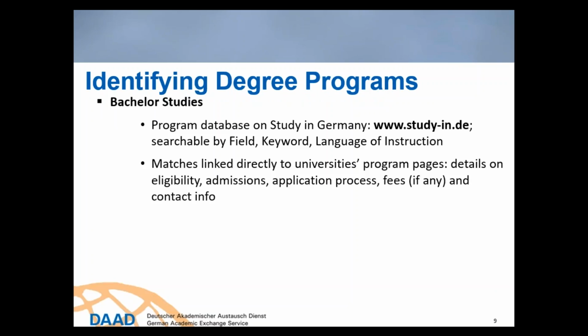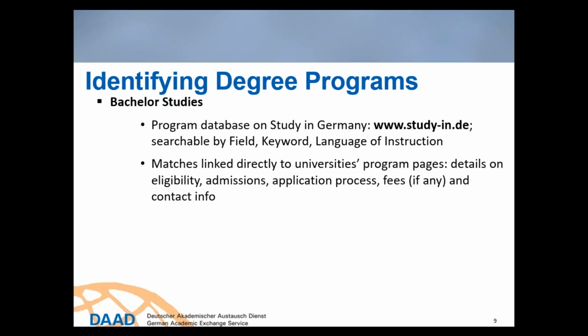So in terms of identifying degree programs at the bachelor level, the first point of contact, point of orientation for you, I would suggest, is the web portal Study in Germany. And you can find that by simply doing a keyword search on Google for the phrase Study in Germany. It will take you right there. You see the URL, study-in.de.